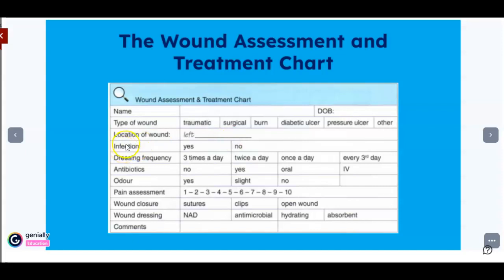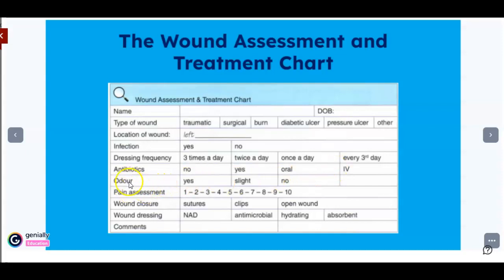Then we can determine if there is or there isn't an infection. Dressing frequency, how often the dressing is changed: three times a day, twice, once, or every third day. If the person is consuming antibiotics, yes or no. If they are oral or, I don't know how to say this in English. Well, IV, when you use the vein, intravenous. I really don't know, sorry.